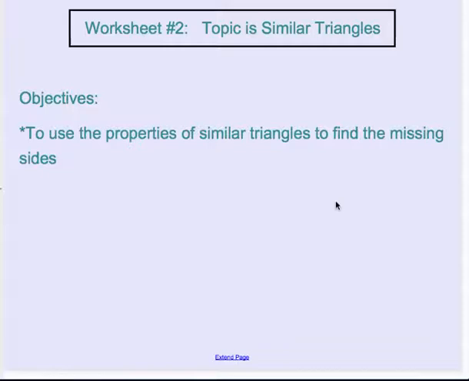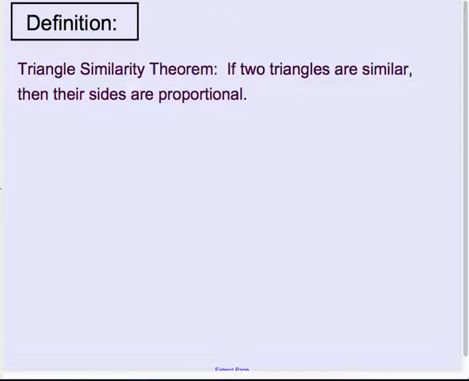Looking at similar triangles. The triangle similarity theorem says that if two triangles are similar, then their sides are proportional. What that means is, do those look similar? No, those don't look very similar. Sorry, similar triangles, remember, have the same shape, but different sizes. So in similar triangles, all of the angles are congruent.